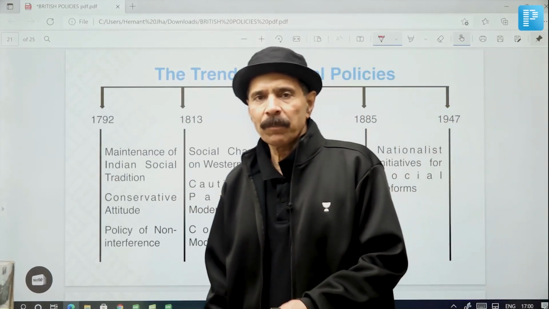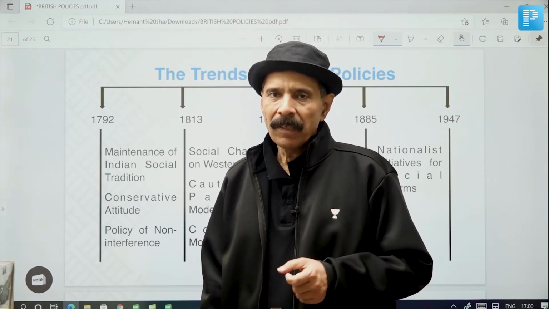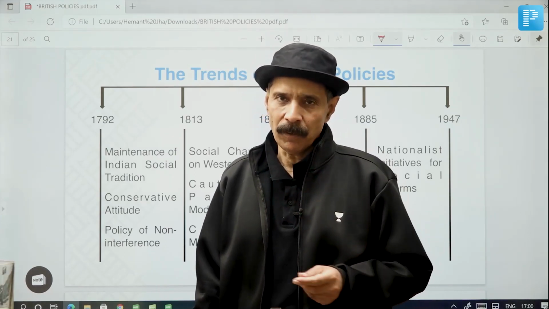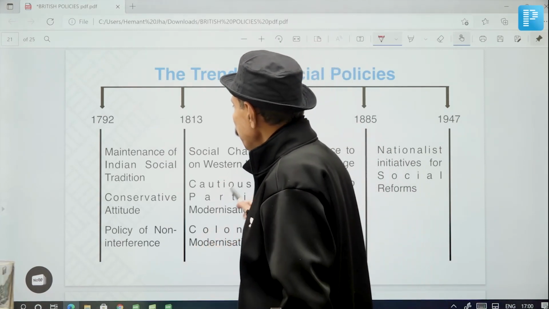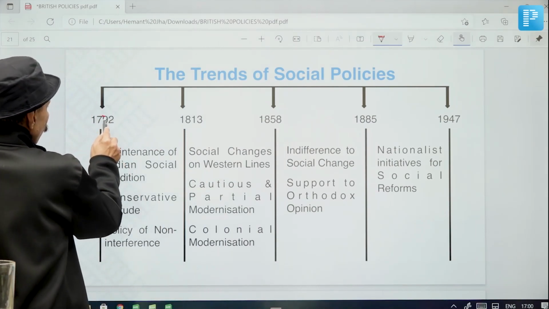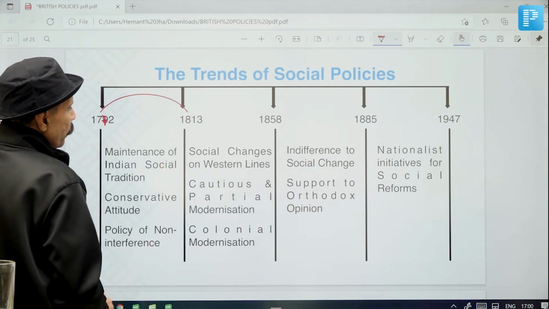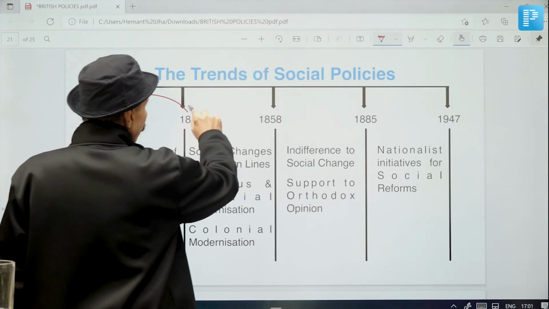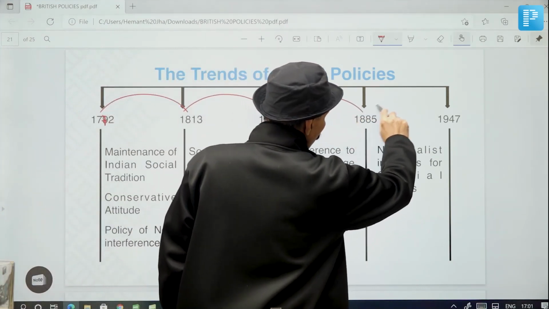And the next aspect is the trends of social policy. And here you should have a broad idea because you may have a statement kind of question related to this. Here you find various phases are there. There should be 1772 to 1813. Then 1813 to 1858, 1858 to 1885, 1885 to 1947.